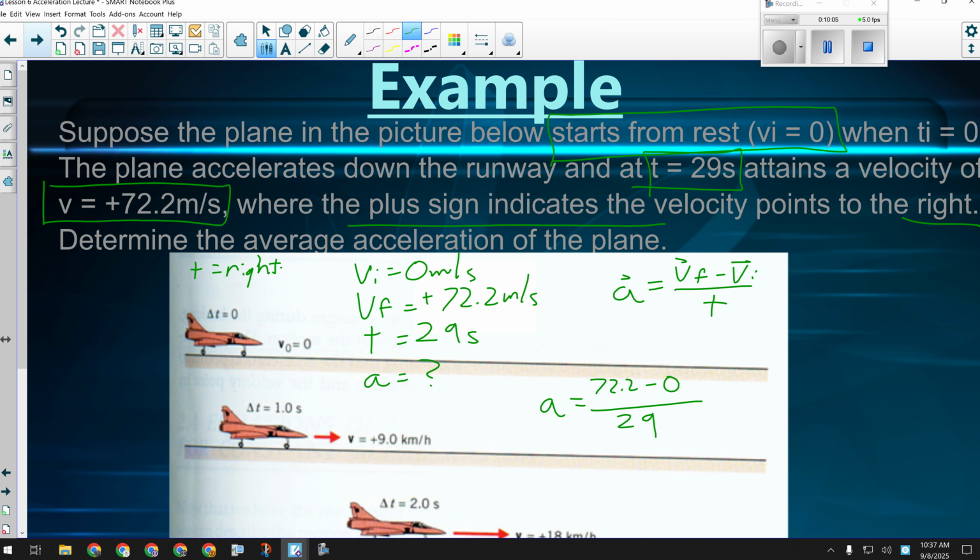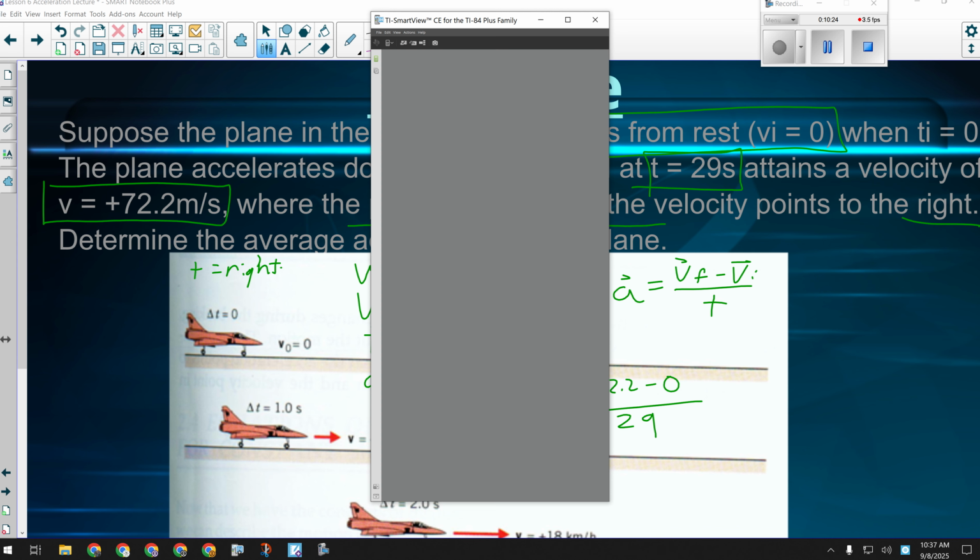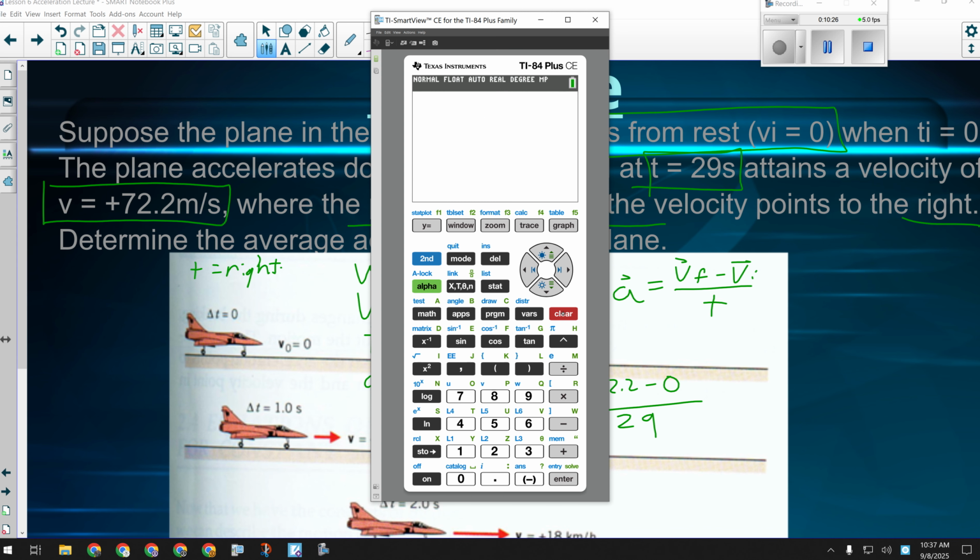Now, on your calculator, with a formula like this, it is important that you make sure the top gets done before you divide by the bottom. In this case, because one of the numbers is 0, it doesn't matter. But if it's not, you have to make sure that the top is done before you divide by the bottom. You can't just punch it in like this and go 72.2 minus 0 and then divide it by 29. If you do that, what's your calculator going to do?